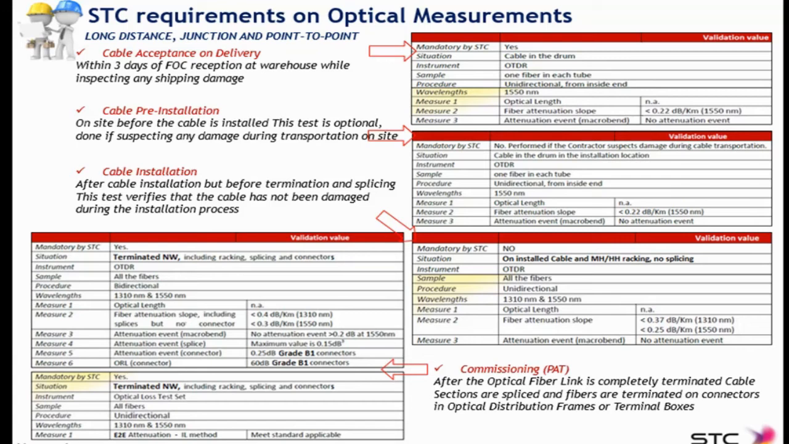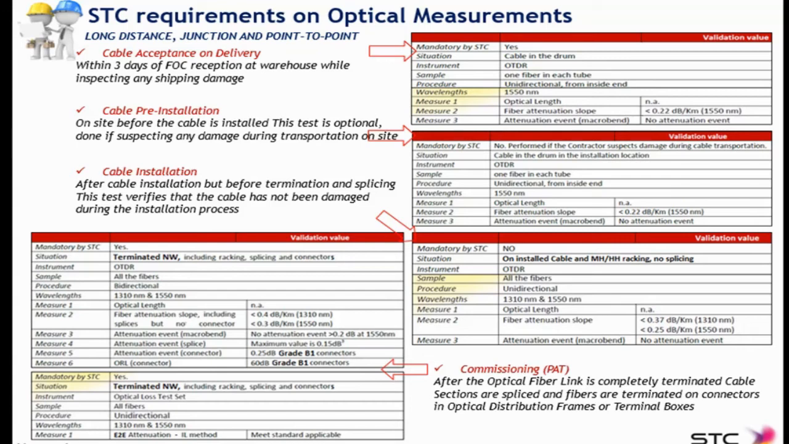The cable acceptance on delivery. This happens when you get the cable drums delivered to your warehouse. Then you have to test 1 fiber in each tube of the cable with the OTDR in a unidirectional way at 1550 nanometers. What you're expecting there in terms of events is just the pure fiber attenuation slope. The intrinsic fiber spectral attenuation, the expected figure at 1550 has to be lower than 0.22 dB per kilometer.